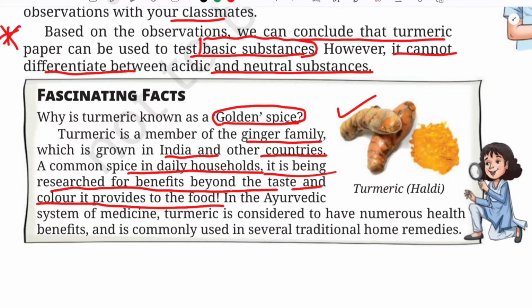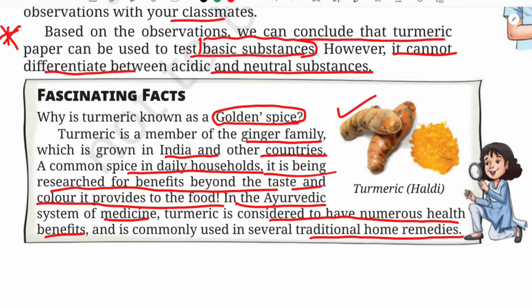Okay, and the food where you have put this turmeric powder looks more delicious. All right, in the Ayurvedic system of medicine, turmeric is considered to have numerous health benefits and is commonly used in several traditional home remedies. So according to the Ayurvedic system of medicine also, turmeric is considered to have a very good effect on health. And it has been commonly used traditionally for so many home remedies.